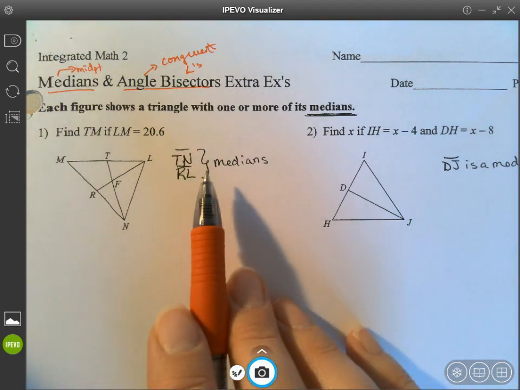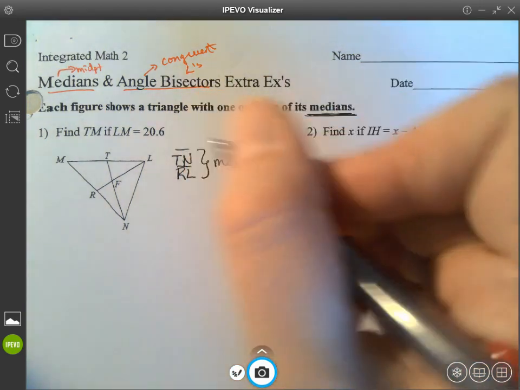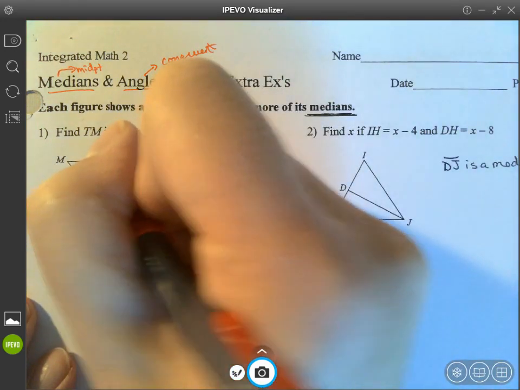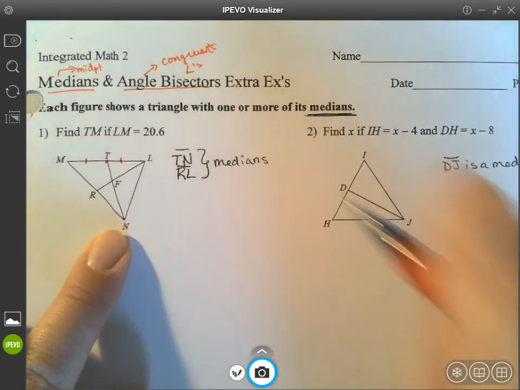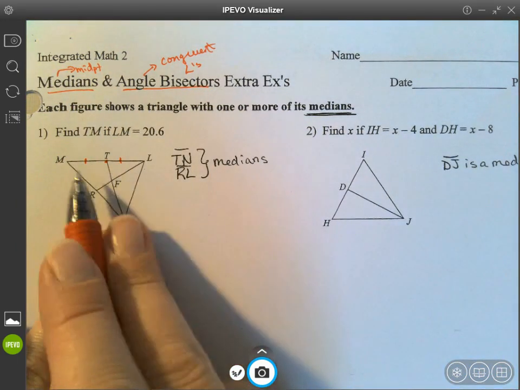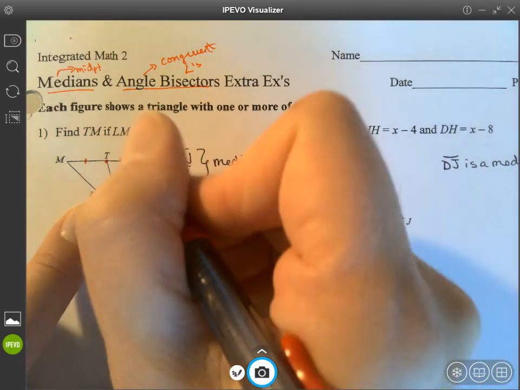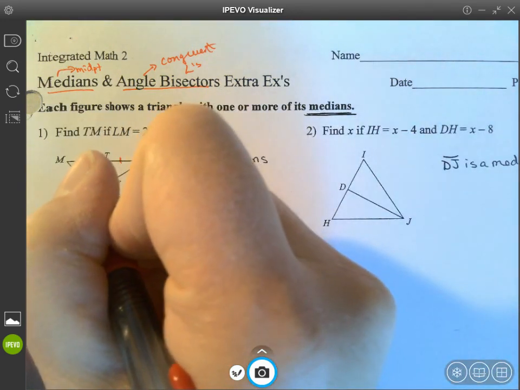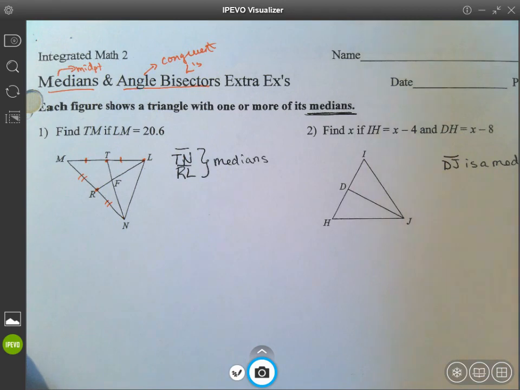So on this figure, it says to find TN. TN and RL is a median. So here's T to N, here's your vertex to the opposite side. Mark these segments congruent because T is a midpoint of ML. Okay, RL is a median. Here's the vertex to the opposite side. This is congruent to this. I think it's really important to label this.